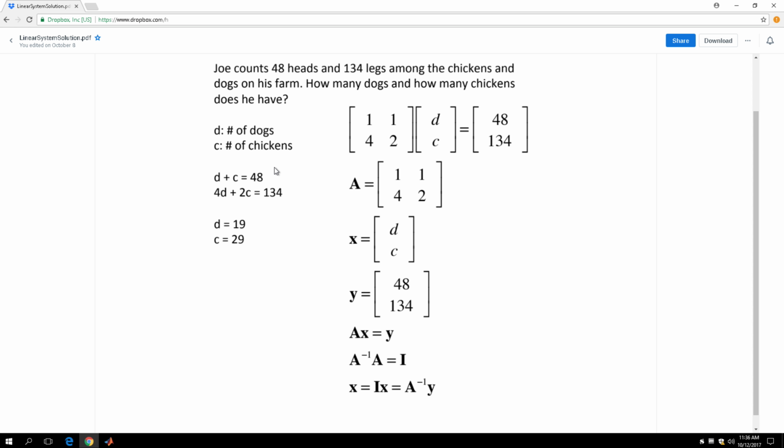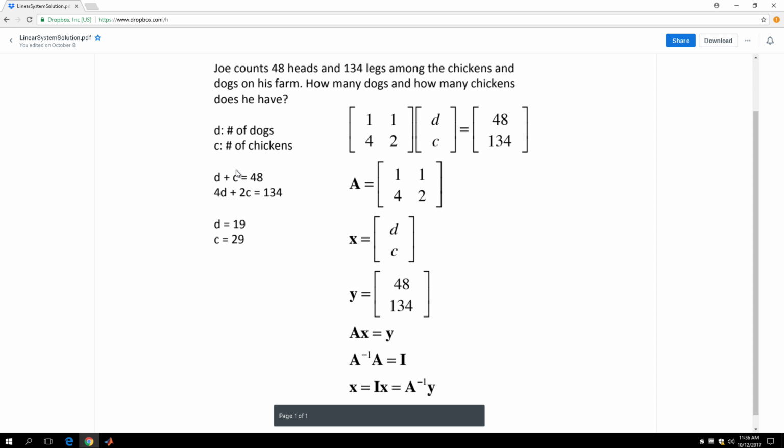So how do we cast this kind of problem into a more general form? If we look at these two equations, d and c are the unknown variables, the number of dogs and the number of chickens. Then we have some coefficients multiplying those unknown variables. For the first equation, the coefficients in front of d and c are unity, 1. So it's 1 times d plus 1 times c. In the second equation, the coefficients in front of the unknown variables are 4 and 2.